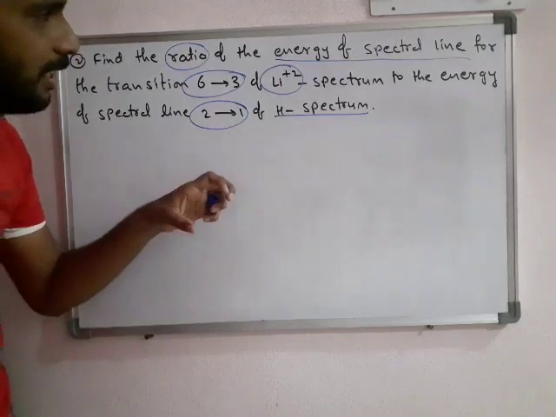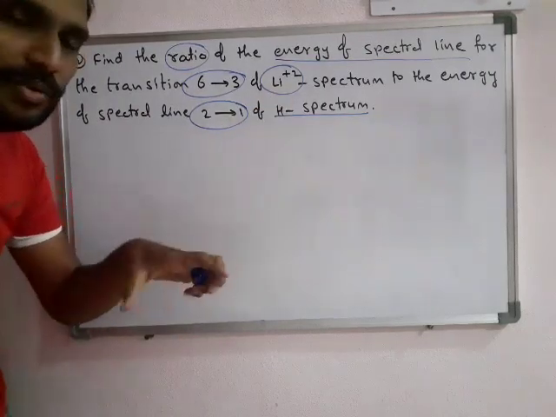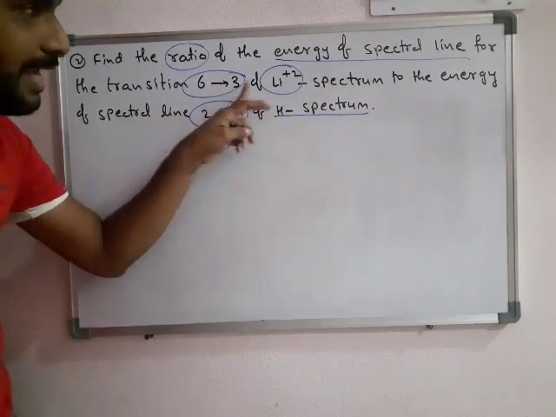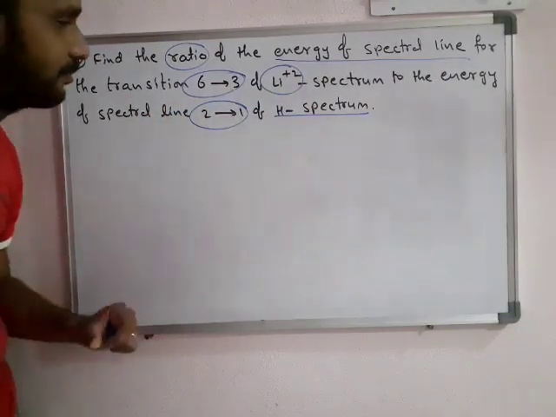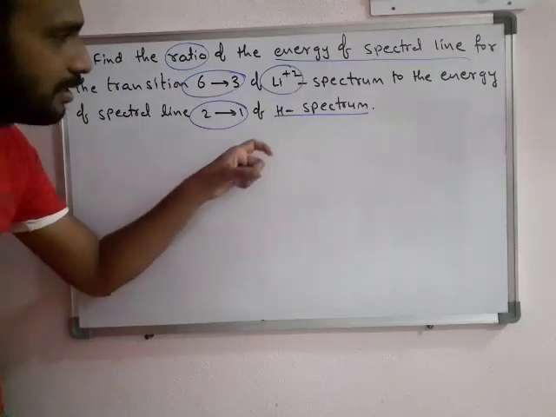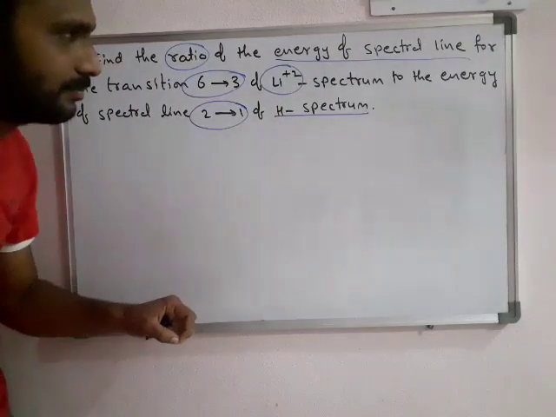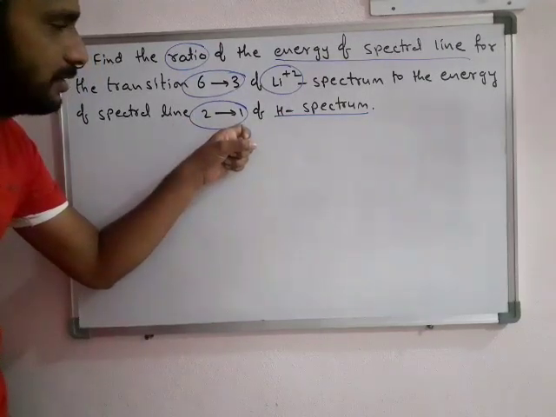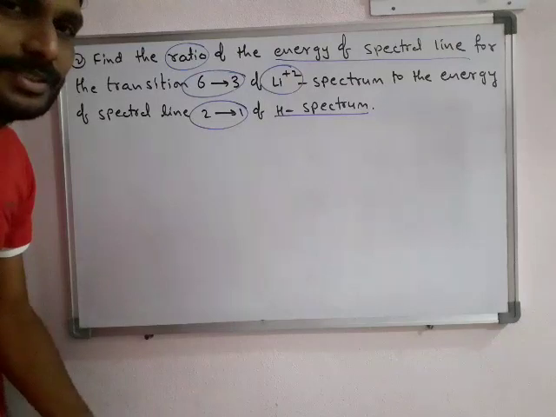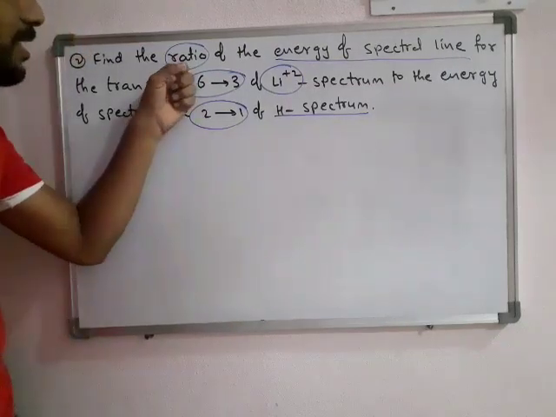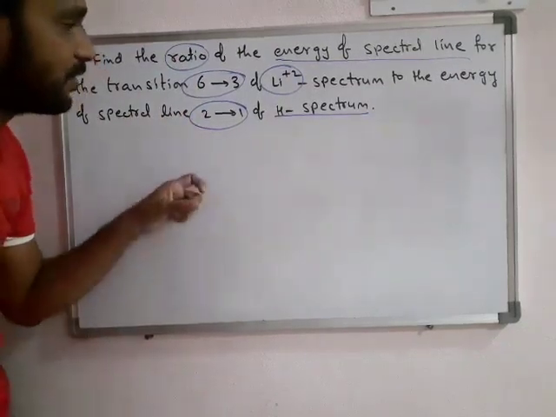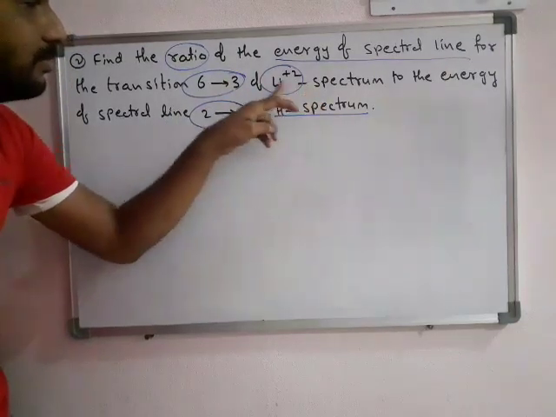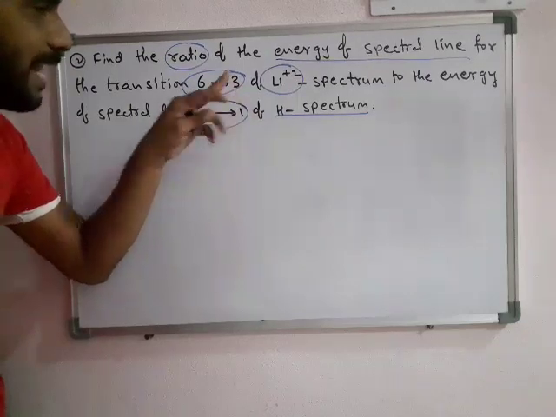That means in lithium plus 2, if the electron de-excited from the 6th level to the 3rd level, a line is formed, and we need its energy. In hydrogen, the line formed in the hydrogen spectrum when the electron de-excited from the 2nd level to the 1st level, we need that line's energy. For the two energies we need to find the ratio. Okay, first we need to find the energy for the spectral line of the 6 to 3 transition.